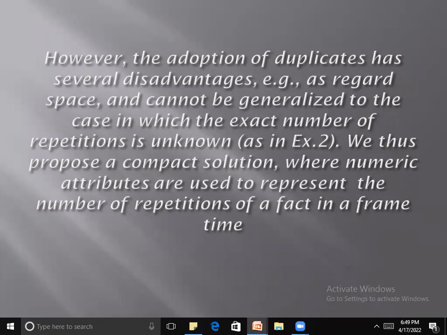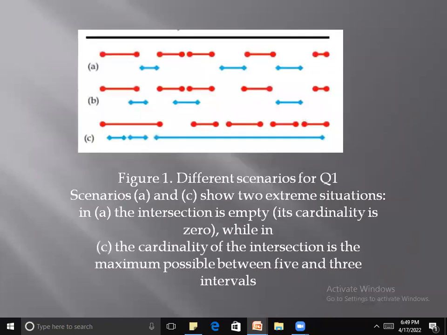As in example 2, we thus propose a compact solution where numeric attributes are used to represent the number of repetitions of a fact in a frame time. Here is a figure showing different scenarios for a Q1 section. Scenarios A and C show two extreme situations.